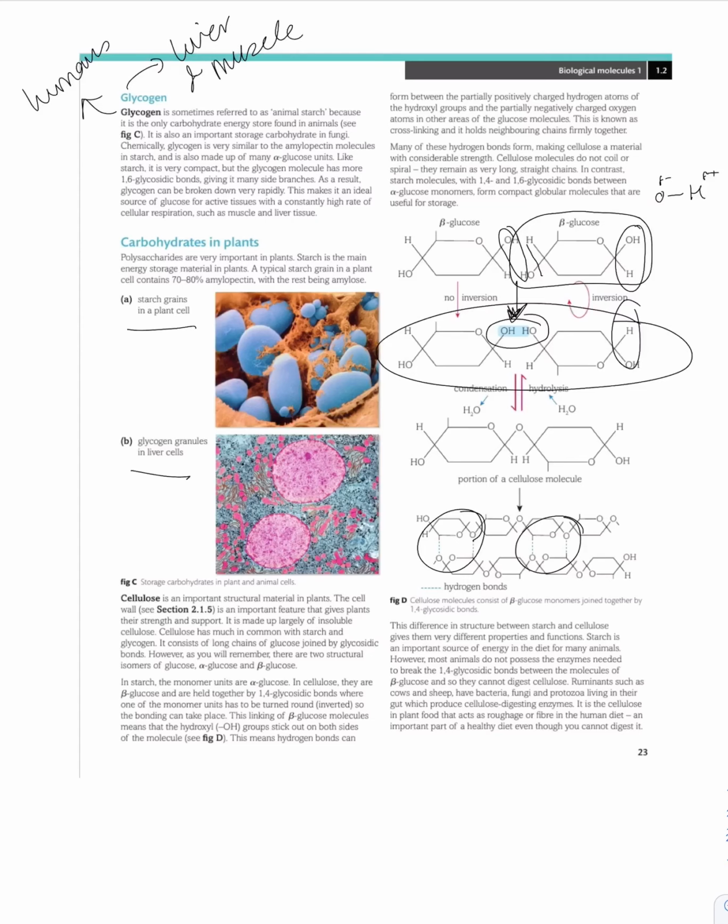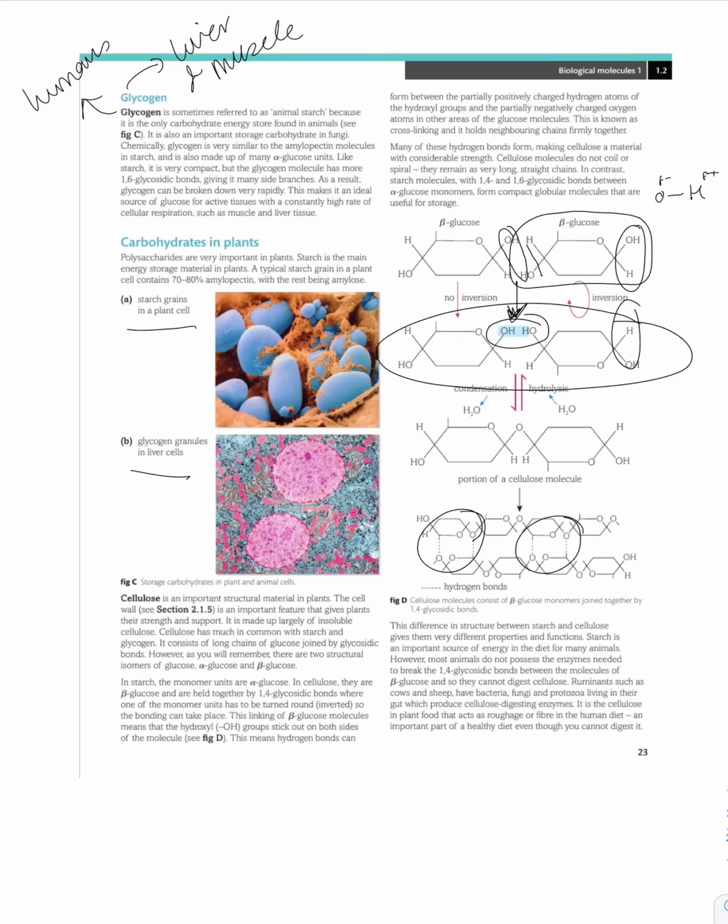Starch is an important source of energy in the diet for many animals. However, most animals do not possess the enzymes needed to break the 1,4-glycosidic bonds between the molecules of beta glucose, and so they cannot digest cellulose. So humans cannot digest cellulose, and that's why it's used as fiber, because it will pass straight out.